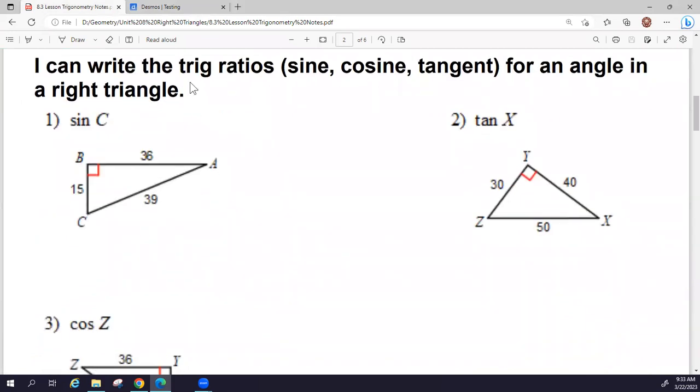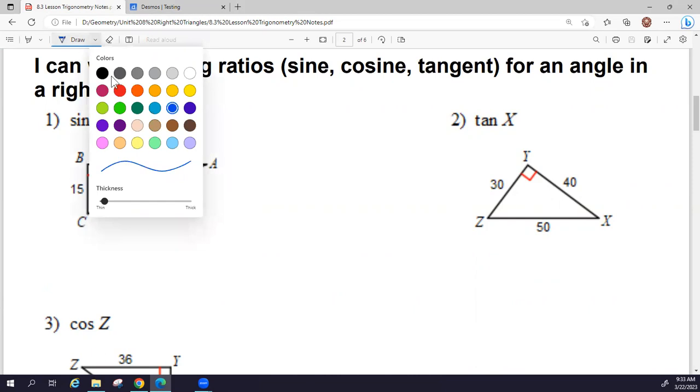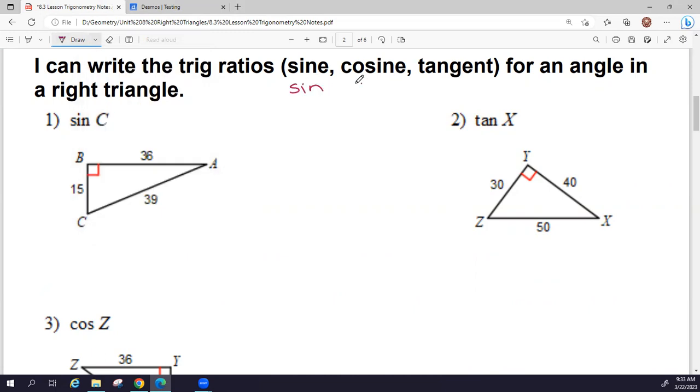So I refer to these things as trig ratios, trigonometric ratios. Trig ratio sounds better. There's three of them that we are going to talk about. And what they really are, even though they have sort of complicated names like sine, cosine, and tangent, which we abbreviate as sin, cos, and tan. That's how you'll see them. They're just relationships between specific sides in a right triangle.